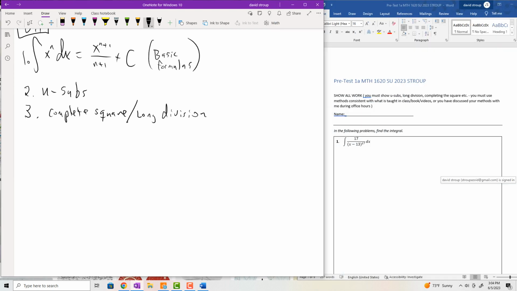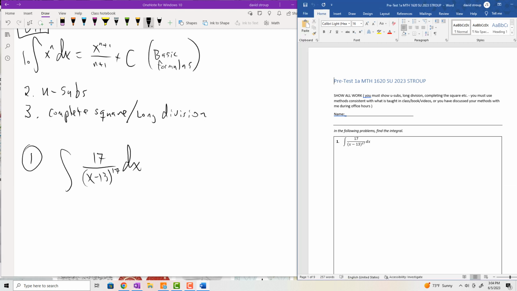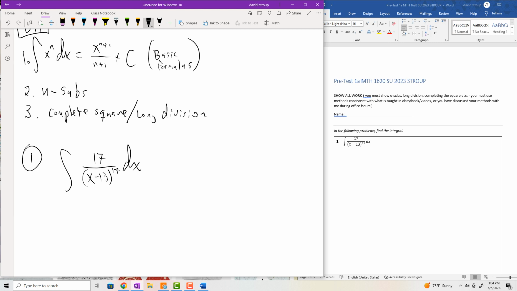Anyways, let's take a look at problem 1 on my pretest. I have the integral of 17 all over x minus 13 to the 17th power dx. You definitely do not want to FOIL out that denominator, multiplying it 17 times by itself. That's insane. So what you'll do is some sort of u sub to make it a simpler integral. A good rule of thumb is to let u equal whatever's in parentheses.